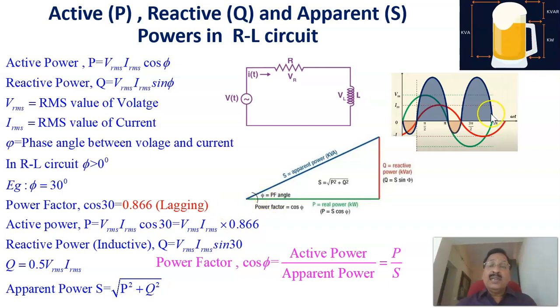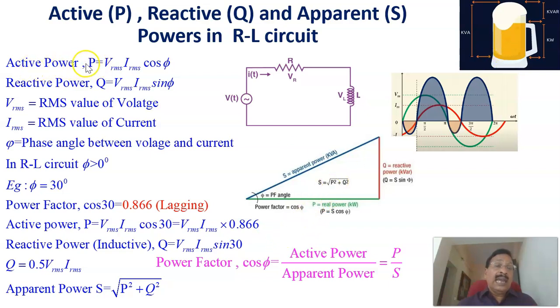And the ratio of the active power divided by the apparent power is the power factor. That is the height of the cocktail divided by the total height of the glass. That gives an idea about the power factor. It's analogous to the power factor, I'm telling. These are all analogous things, just to remember that one.